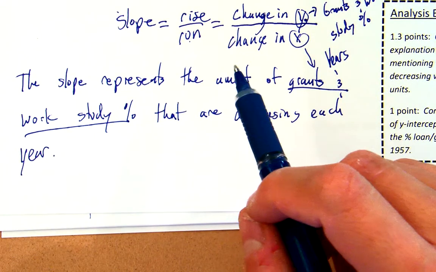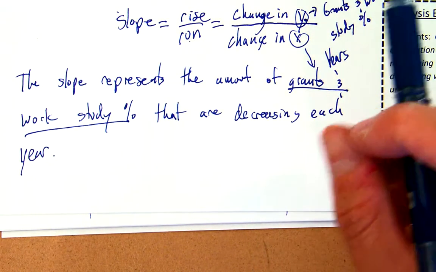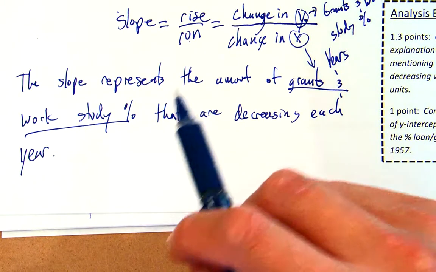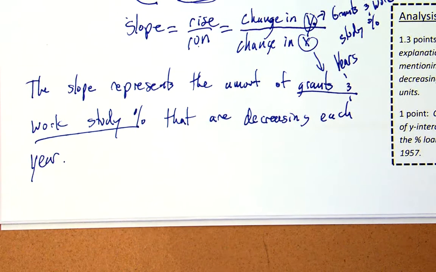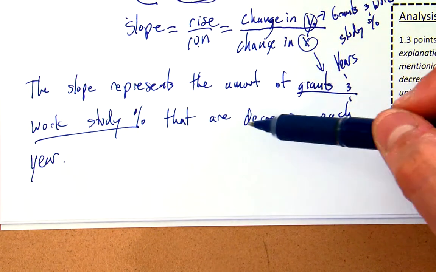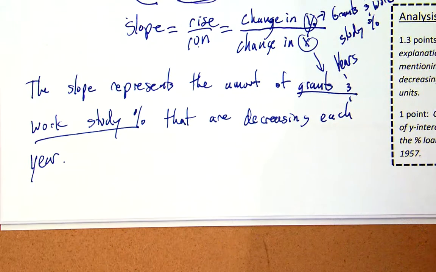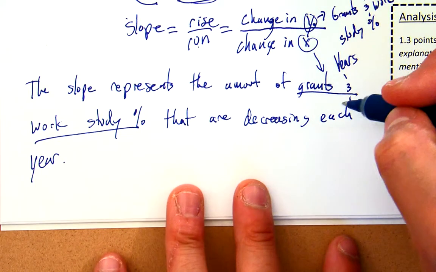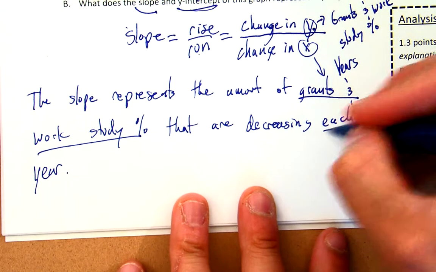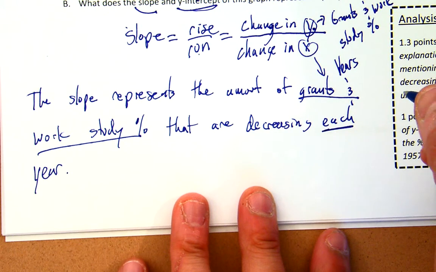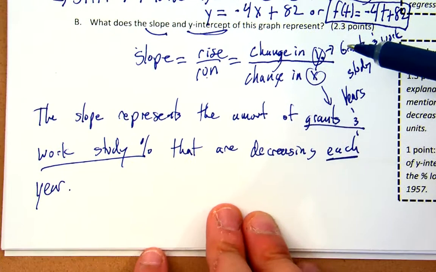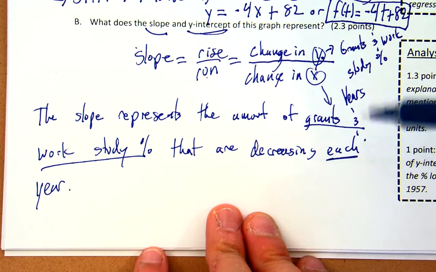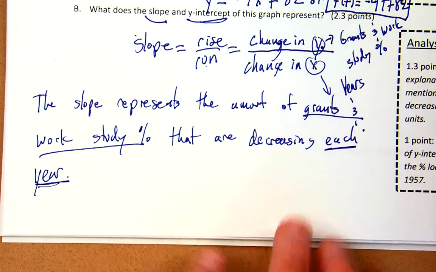Okay? An alternate answer would be, it is the rate at which grants are decreasing each year. That's also fine. All you have to do is just say the slope represents the blah blah that are either increasing or decreasing per year. Or per some time. Per is each year. This each is like the division sign. Because it's like grants and work study percent over the years, right? So that's kind of how you can think about it.